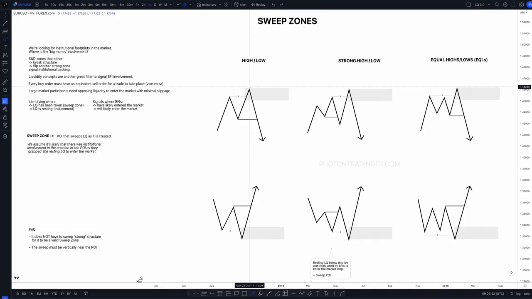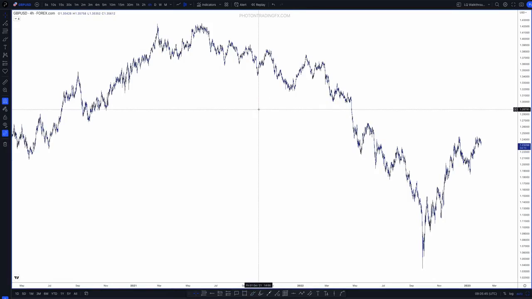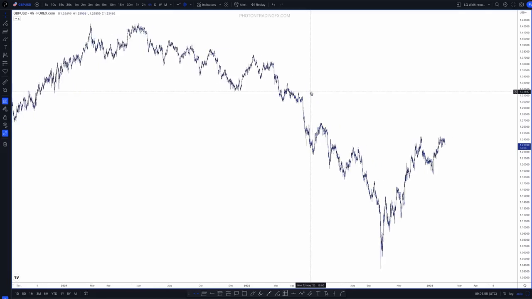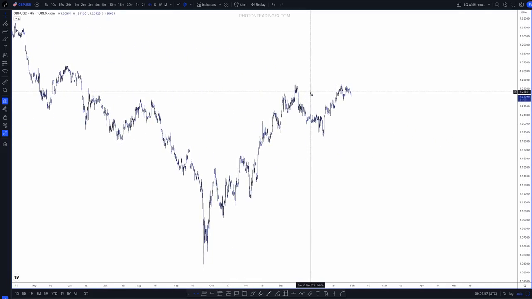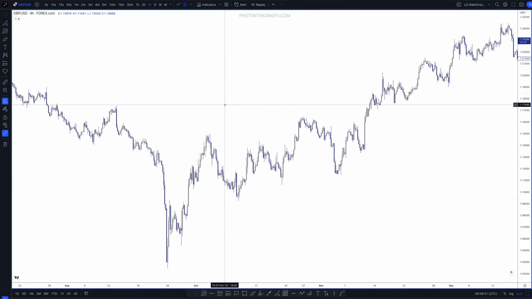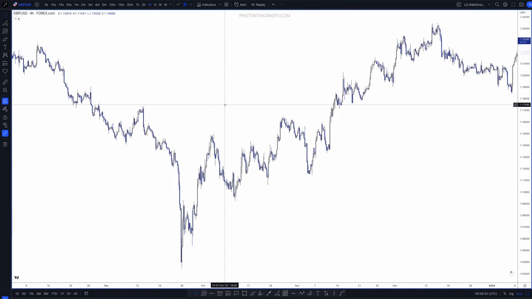Okay, so let's go and look at what these look like on an actual chart. Did get some requests to look at pairs other than Euro Dollar, which is fair enough, right? Just to show you how these concepts are universal and can be applied to any instrument or asset class. So let's just zoom in to the recent price action.